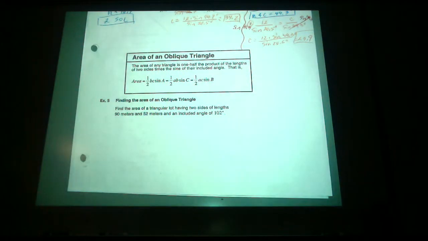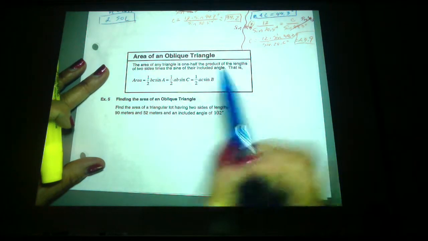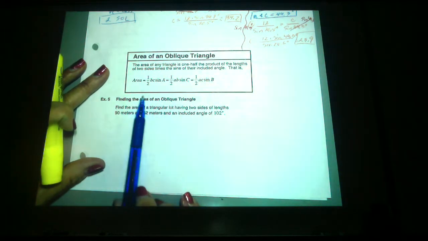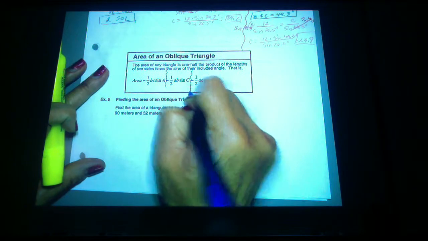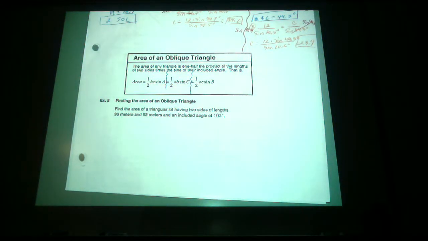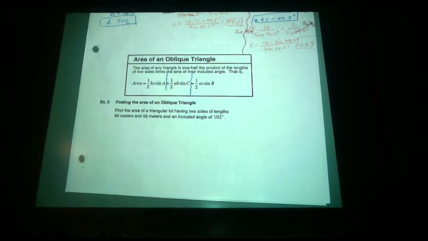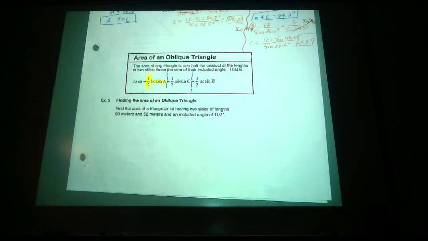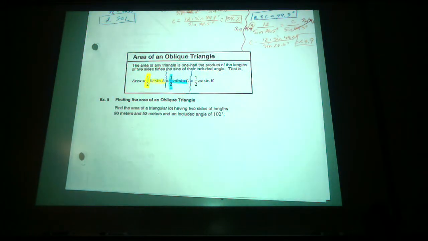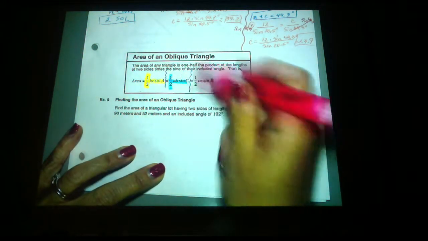Anyway, on this one, the way it was written, a little confusing. For our area, we've actually got 3 different formulas here. Here's one, and here's 2. So you're going to want to look at this as one formula. This is your second option. And this is your third option. It just depends on what you have.